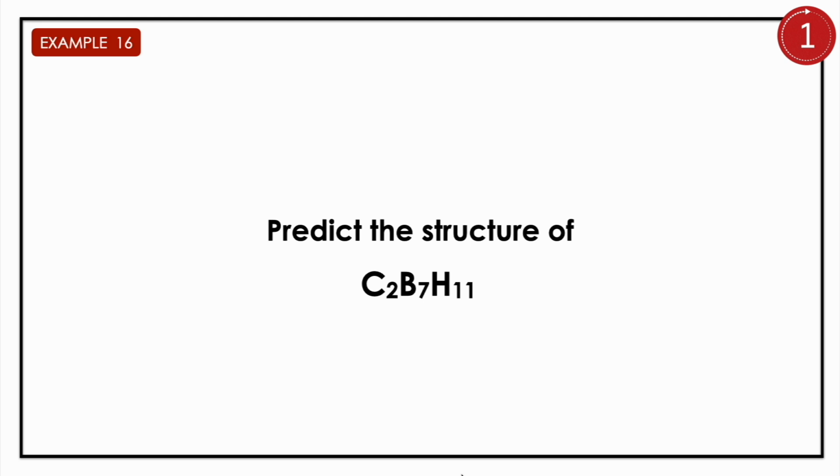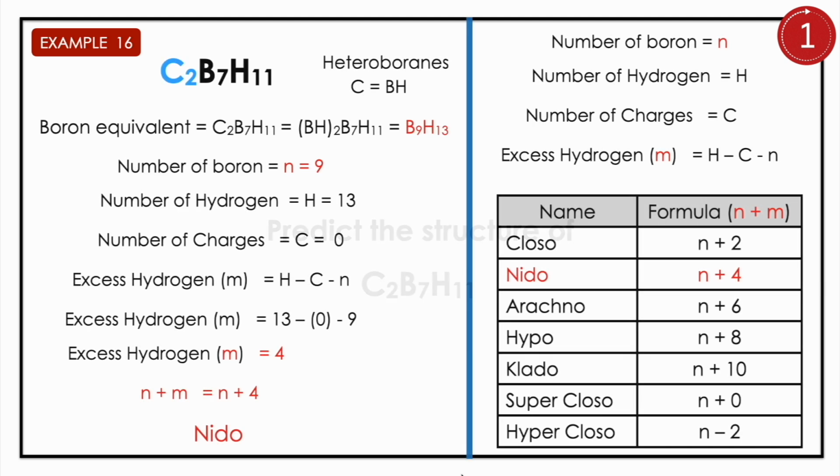Then the next example, here C2B7H11 is given. You should find the structure of the molecule using Wade's rule. The given compound is C2B7H11. It is the heteroborane, carborane. You should find the boron equivalent. Carbon is the first element in the carbon series. Boron equivalent will be BH, 3 plus 1 system. So for C you have to write BH. So BH twice, B7H11 means it is B9H13.